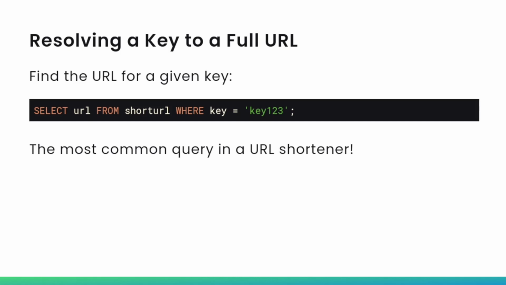So let's consider another use case. Now we want to resolve a key to the full URL. Resolve a key meaning that someone clicked our short URL, and we now have the short random part at the end, and we need to figure out which long URL we need to redirect to. This is one of the most common queries that a URL shortener executes, and it needs to be very, very fast. This is the bread and butter of the URL shortener. This is what the query looks like: select url from short_url where key equals something, in this case key 123.